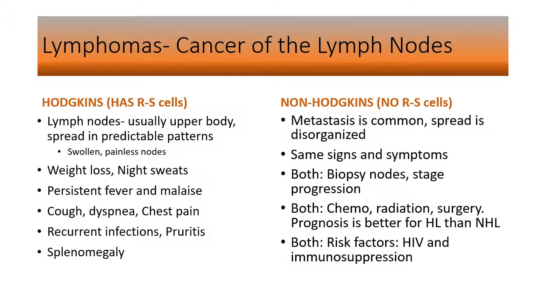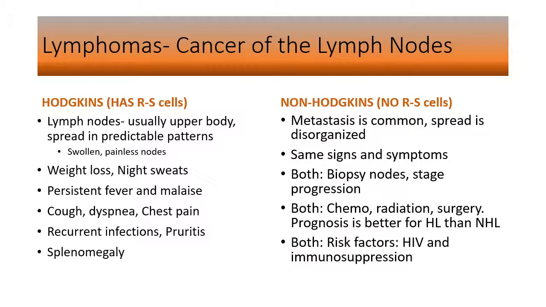Lymphoma can be categorized into two classes, Hodgkin's and non-Hodgkin's. You can remember the difference between them in terms of morphology: Hodgkin's has Reed-Sternberg cells and non-Hodgkin's has no Reed-Sternberg cells. So you have to biopsy the lymph node, and then they look at it on a slide under a microscope with staining, and it either has or does not have the Reed-Sternberg cells, and that's how we tell the difference between Hodgkin's and non-Hodgkin's.